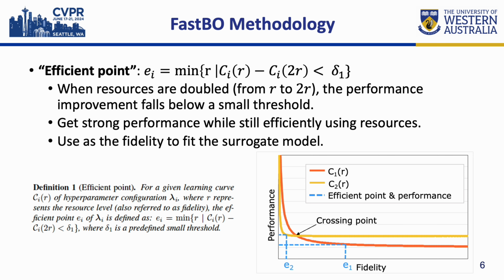To answer this question, we first introduce a concept of efficient point of each configuration. Intuitively, it means that starting from this point, when the resources are doubled, the performance improvement falls below a small threshold. So it is a fidelity that can get strong performance while still efficiently using resources. We use this point as the fidelity to feed the surrogate model.